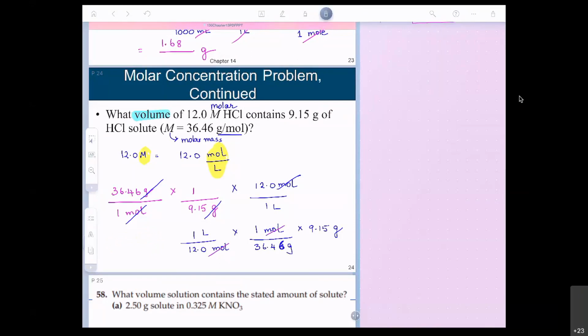So this is how we start. And then your grams and grams get canceled. Your answer will be in liters. So go ahead and finish up the calculation, and then we'll do another problem of the same kind.